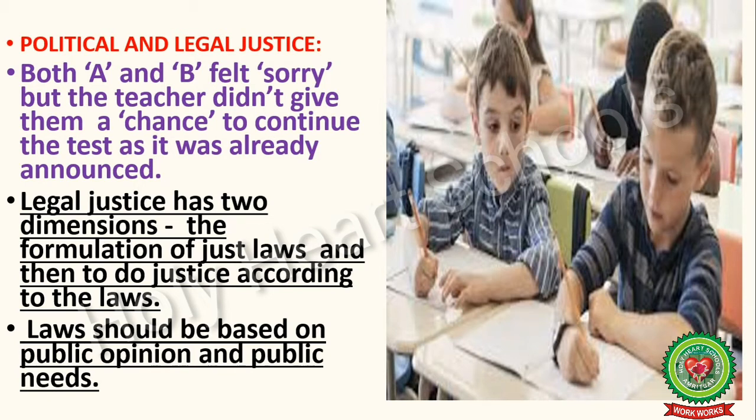So what is legal justice? Legal justice has two dimensions: the formulation of just laws and then to do justice according to the laws. First the teacher announced the rules and then worked on it. Then laws should be based on the public opinion and public needs. Yes, here was the need of the class because the test was going on. If the teacher doesn't take such strict action, the students can do anything. So it was a need of the time.